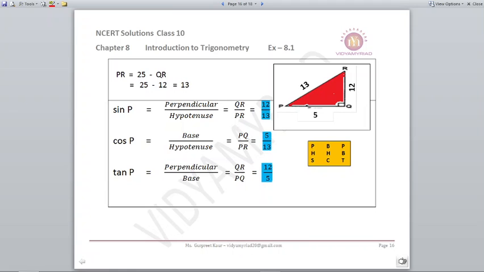So we need to find out sin P, cos P and tan P. According to sin P, it is perpendicular upon hypotenuse, that is 12 upon 13. According to cos P, base upon hypotenuse, which is 5 upon 13. And according to tan P, that is perpendicular upon base, which comes out to be 12 upon 5. Now if you don't remember this formula, I am always writing this box, the orange box. You can also write it down in your rough column so that you don't make any mistake.